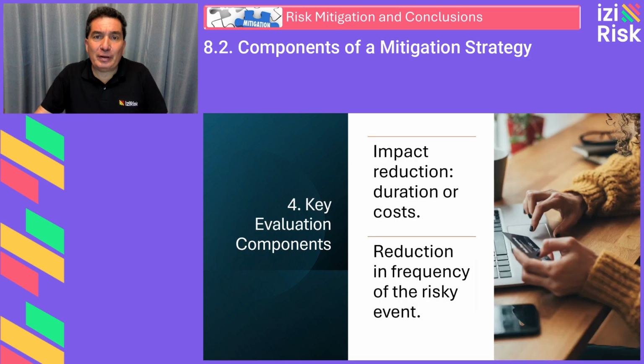So, the key components for evaluating a mitigation strategy. First, impact reduction. A strategy may reduce the duration of a task affected by the risk and lower the associated costs if the risk event occurs. Frequency reduction. The strategy may reduce how often the risk event could occur during the project.